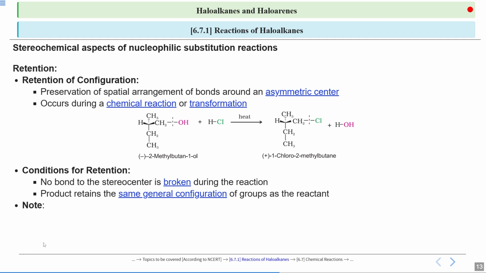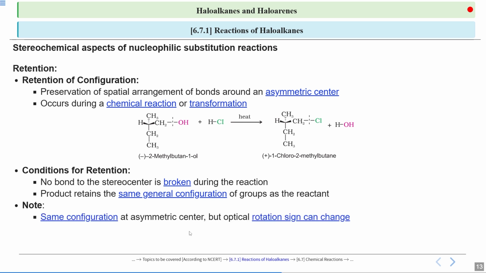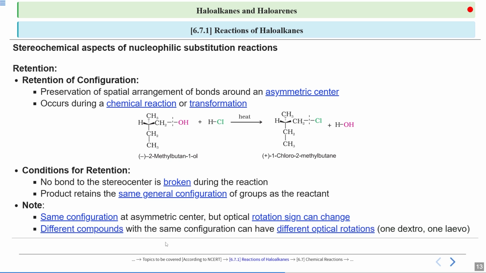There is an important note: the same configuration at the asymmetric center is present in retention of configuration, but the optical rotation sign can change, because you can see levo is converting to dextro. So the configuration of groups is the same at the asymmetric center, but the optical rotation sign can change from levo to dextro or vice versa. So different compounds having the same configuration can have different optical rotations, one dextro and the other may be levo.